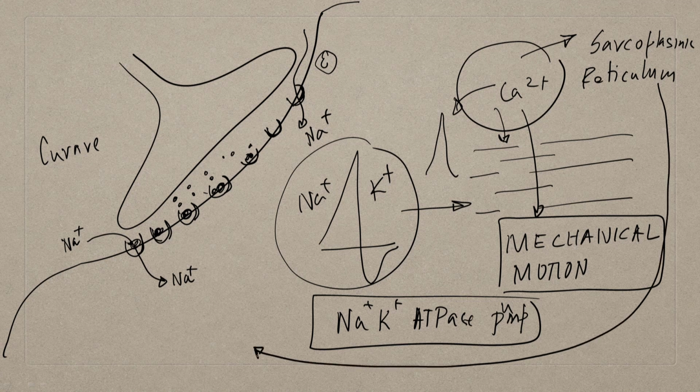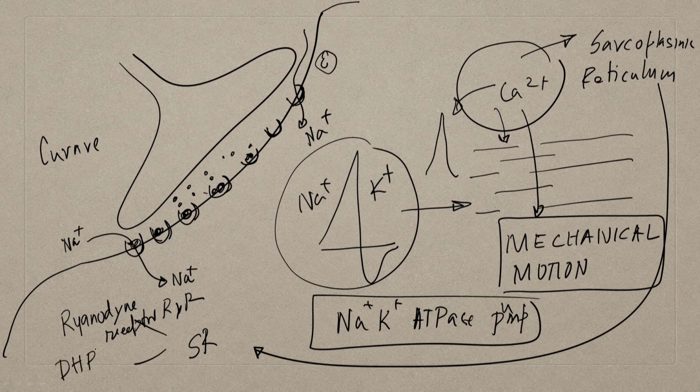In short, they call it SR, and it has two calcium channels. One is called the ryanodine receptor, RYR, and the other one is called the DHPR receptor, dihydropyridine receptors.